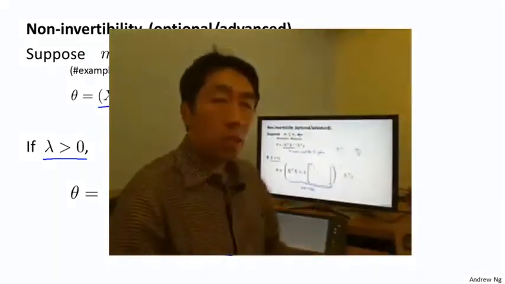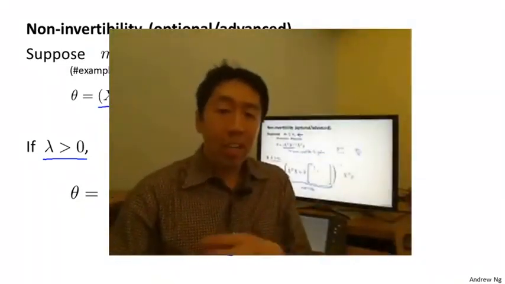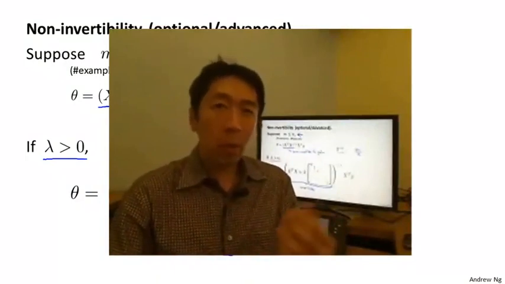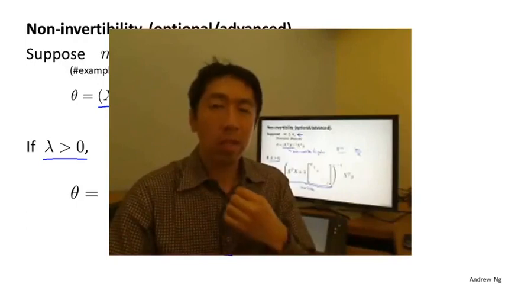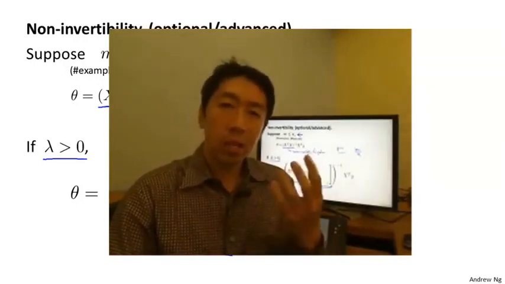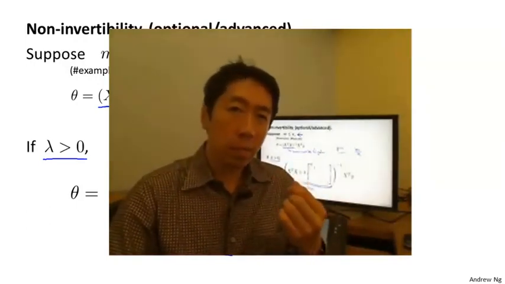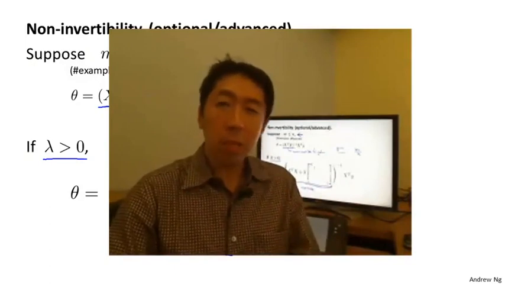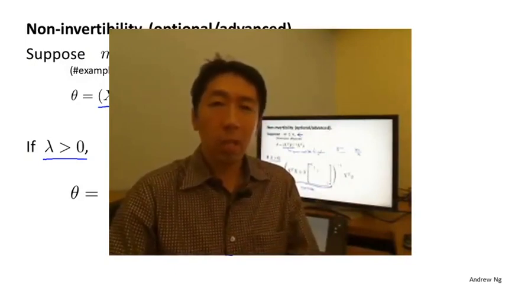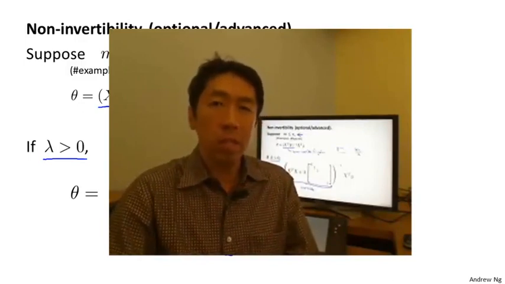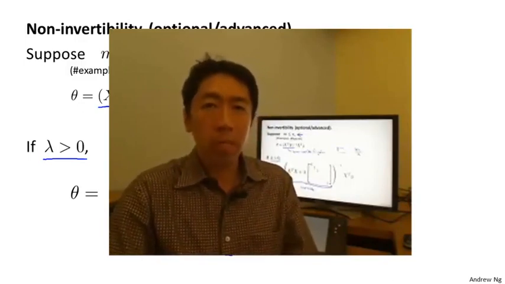So you now know how to implement regularized linear regression. Using this, you'll be able to avoid overfitting even if you have lots of features and a relatively small training set. And this should let you get linear regression to work much better for many problems. In the next video, we'll take this regularization idea and apply it to logistic regression so that you'll be able to get logistic regression to avoid overfitting and perform much better as well.